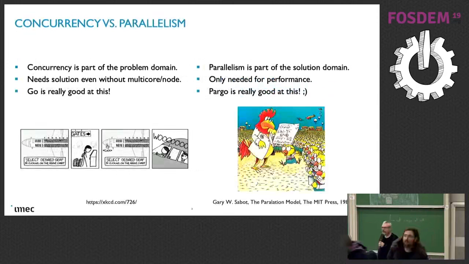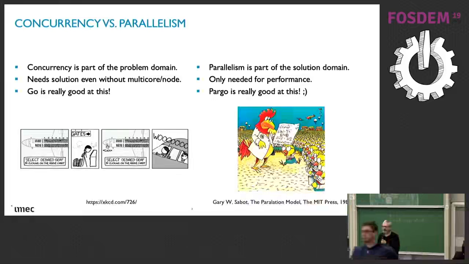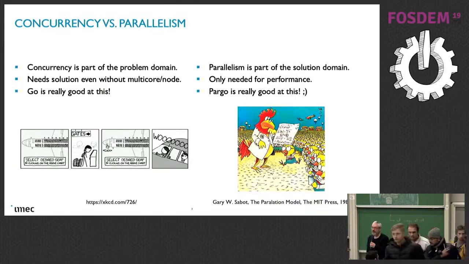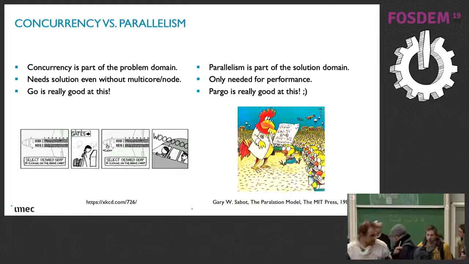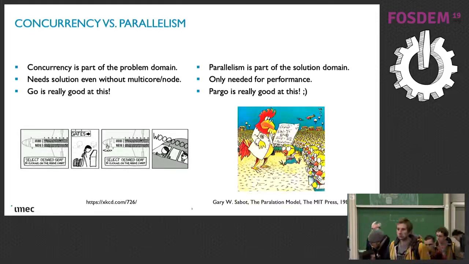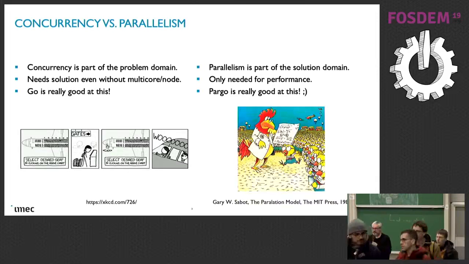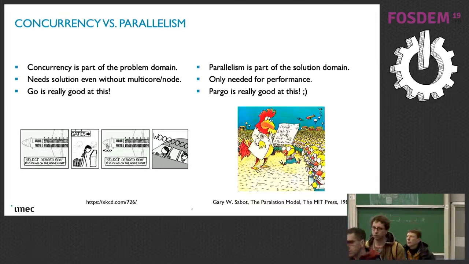Now, some of you might wonder, why do we even need a parallel programming library for Go? Don't we already have concurrency mechanisms in the language that give us everything that we need? And here it's important to stress again that concurrency and parallelism are two completely different topics. So what's the difference between concurrency and parallelism? You need concurrency when it's part of the problem domain. That's a really important thing to understand.